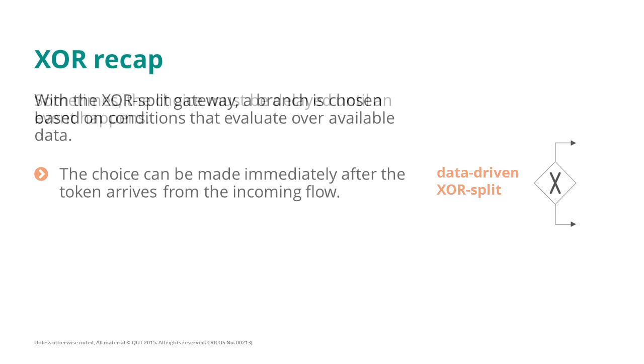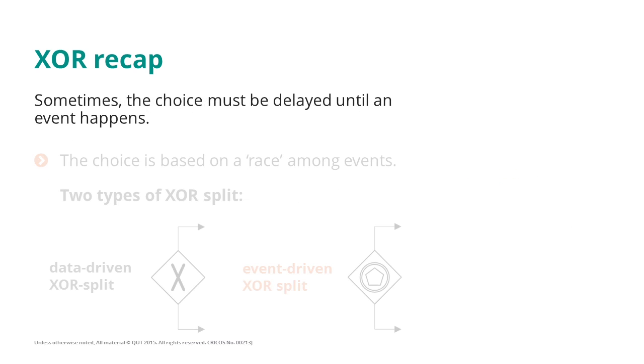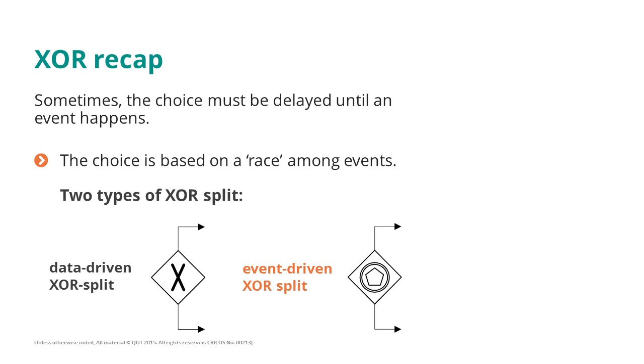For example, we go on the branch insurance quote being approved, we go for the branch for the insurance quote being rejected. There is another type of decision which is called the event-driven XOR split, and it is represented graphically as a diamond marked with an intermediate event symbol, so with a circle with a double thin border encapsulating an empty pentagon. So this is the symbol for the event-driven XOR split.